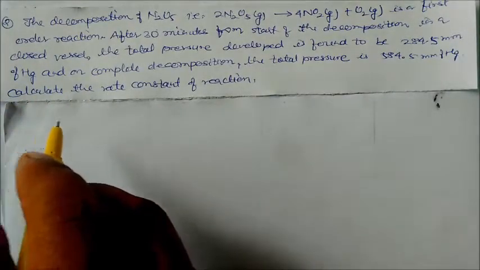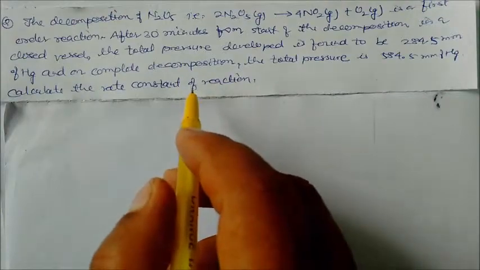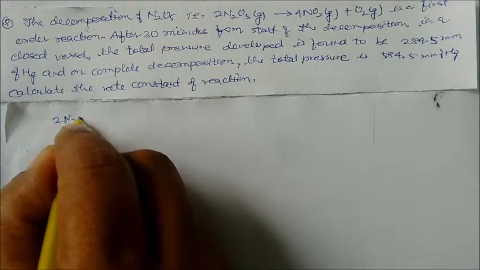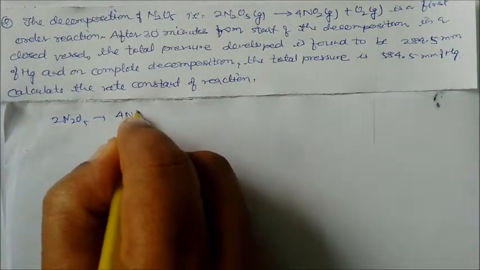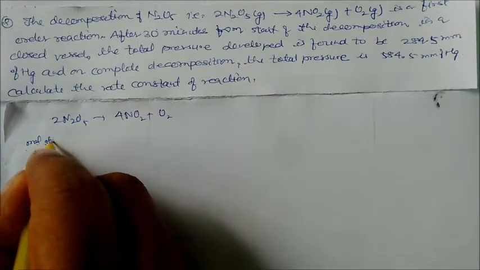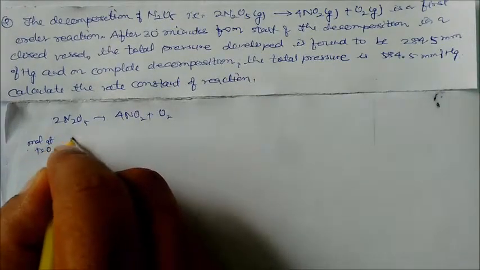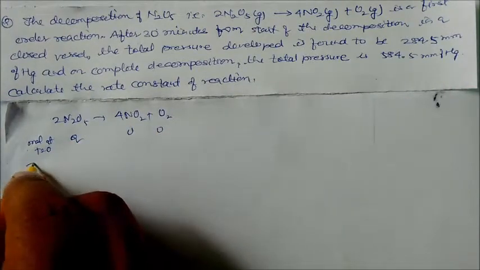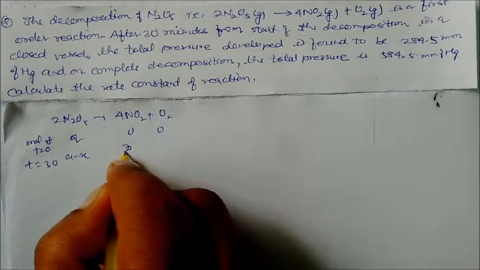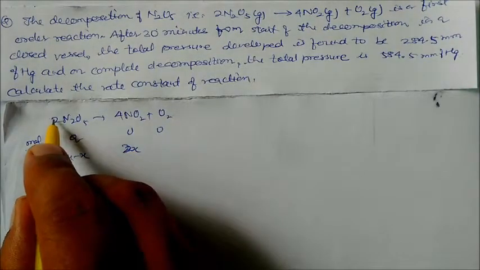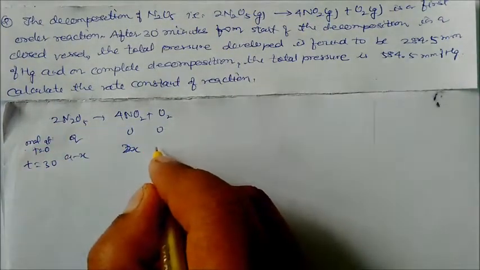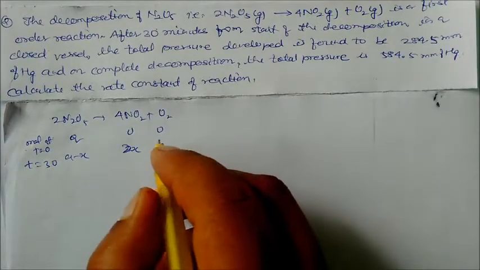So here again we have to find A divided by A minus X. So we know A. First you write this equation, 2 N2O5 gives 4NO2 plus oxygen. Now the initial moles is A, and the products are 0, 0. If you take t equal to 30 minutes, this becomes A minus X, and this will be X. Because if you don't take 2, this will become 2NO2, so this will be half, and oxygen becomes X by 2.